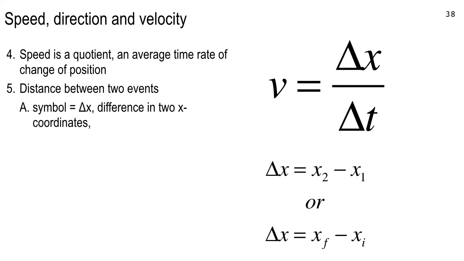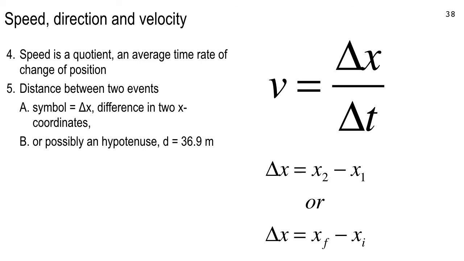So for instance, it looks like this. Position 2, x2, minus x1, position 1. Or it could be x final, x subscript f, minus x subscript i, x initial, depending on how you write it. It's always later minus earlier. The delta notation, delta x, your later position coordinate minus your earlier position coordinate. Whether you call them x2 and x1, or xf and xi, it's always later minus earlier. And that's the numerator. And that basically gives you the distance between two events.